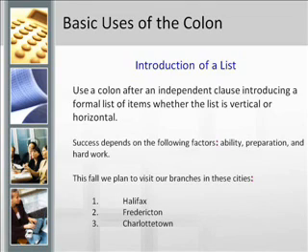Here we have two examples. In the first example, we have a horizontal list. Success depends on the following factors: ability, preparation, and hard work. In the second list, which is a vertical list, we have a colon after the introductory independent clause. This fall, we plan to visit our branches in these cities. And then we have the list of items.